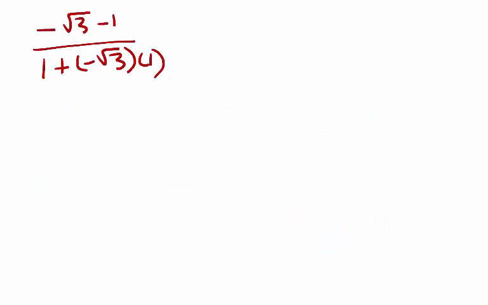We need to continue simplifying our expression, and we want to make sure that our end result leaves no radicals in the denominator. So we'll start by rewriting this as negative square root of 3 minus 1 over 1 minus square root of 3.